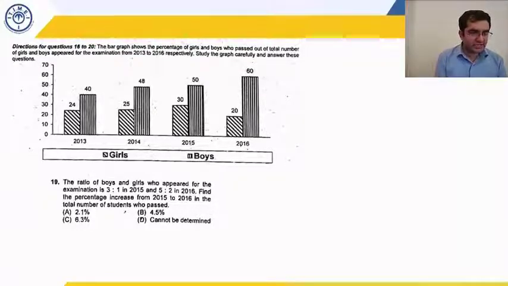The ratio of boys and girls who appeared for the exam in 2015 is 3:1, and in 2016 it is 5:2. Find the percentage increase from 15 to 16 in the total number of students who passed. Please solve this.